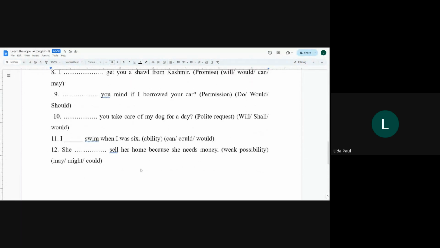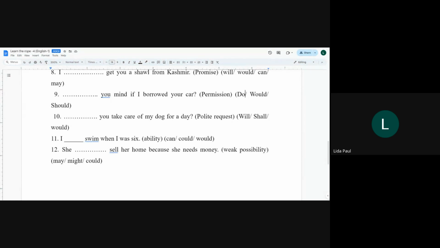Okay. Now, 10th one here, dash to take care of my dog for a day. Will, ma'am. Will you take care? Proposal. Will you take, polite request? So you're going to use what, will or would? Would, ma'am. Polite request, no? So would. Would you take care of my dog for a day?